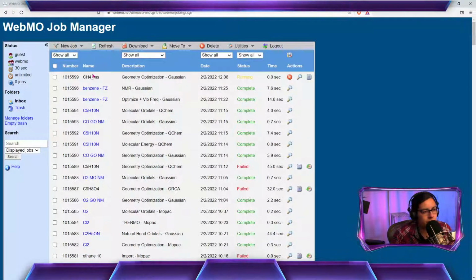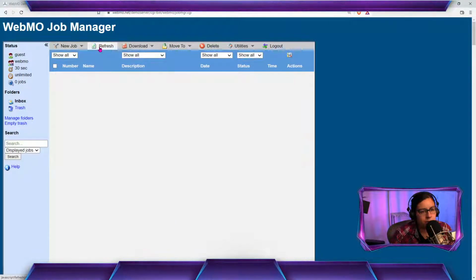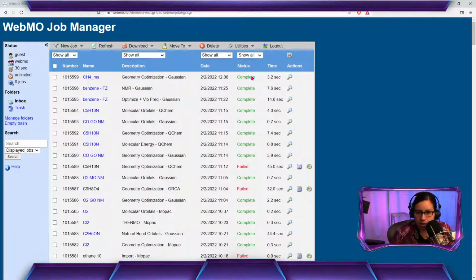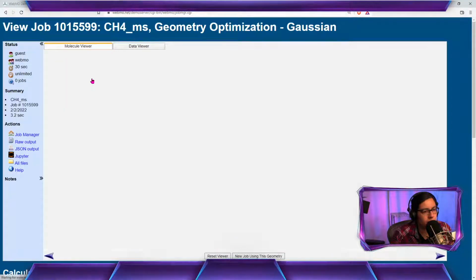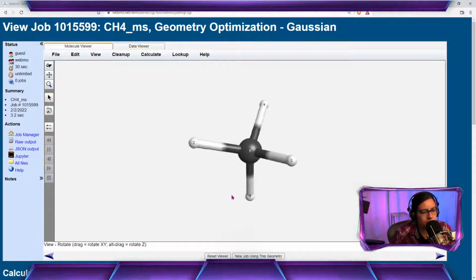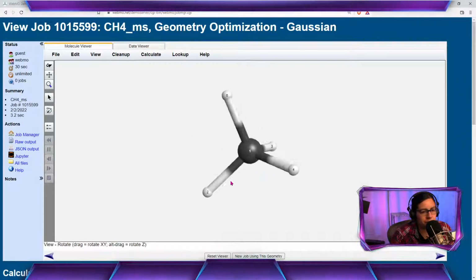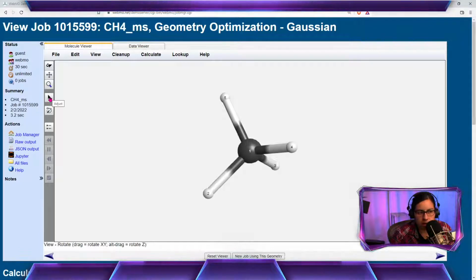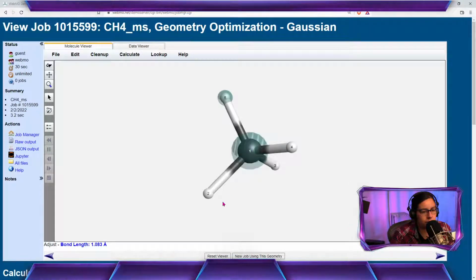There's your name, whatever you named it. Then you can refresh this, and it looks like it's already complete. To view our job, we just click on this name here. Now this gives us our optimized geometry. We want to check out the bond angle. If you click this arrow here, you want to go in order. If I'm measuring this angle, I go 5, 1, 2 here. Then we get our bond angle. There's 109.4, which should be really close to what we expect and calculate.